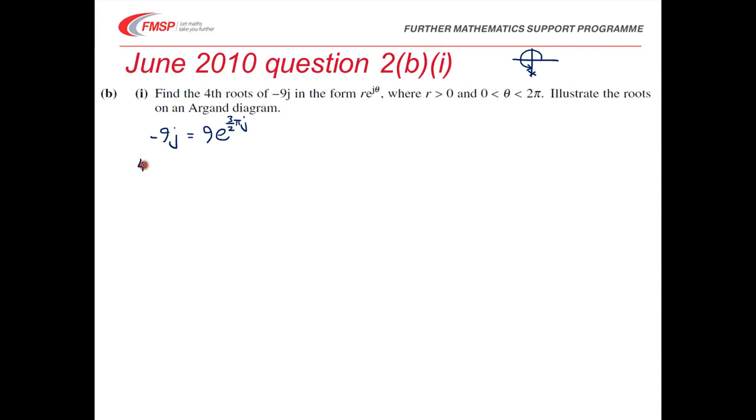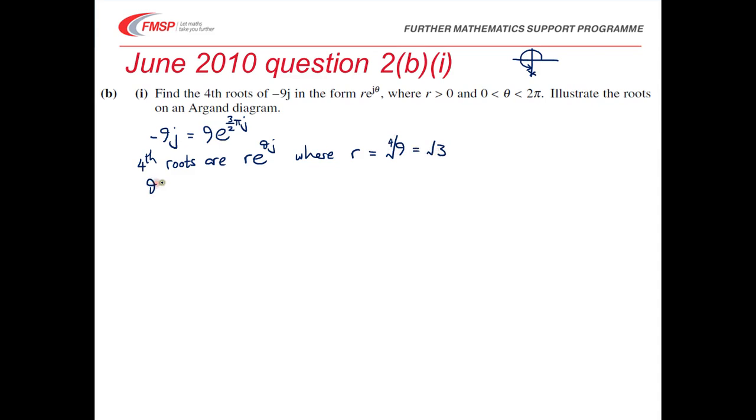So the fourth roots of that are r e to the theta j, where r is the fourth root of 9. That's the square root of 3.